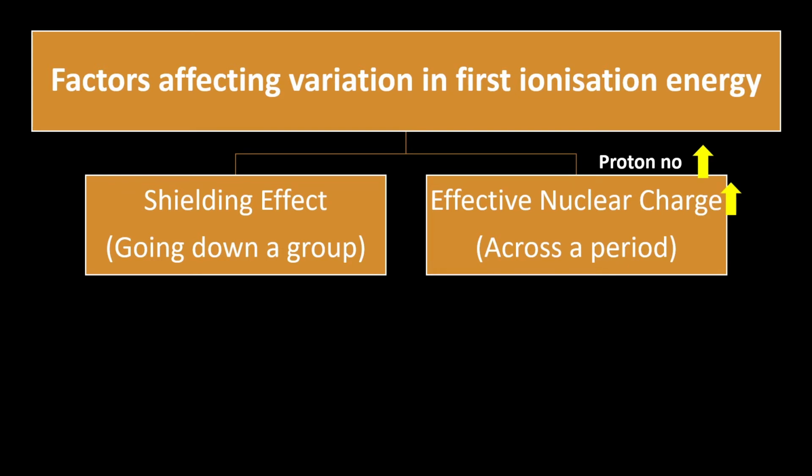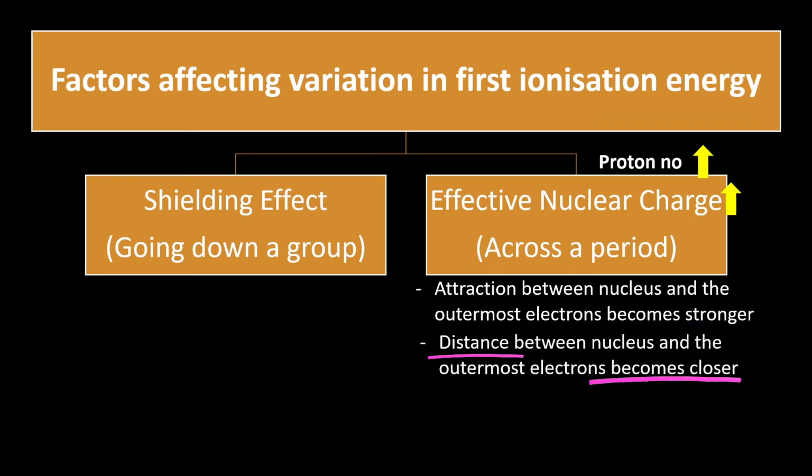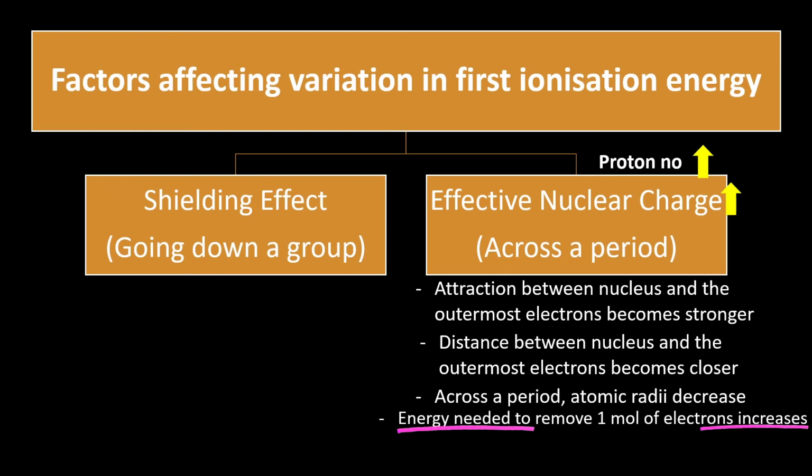And when the effective nuclear charge of elements increases, it means that the attractions between the nucleus and the outermost shell's electrons become stronger. As the attractions become stronger, the distance between the nucleus and the outermost shell's electrons will become closer. And this will cause the atomic radii across a period to decrease. When the atomic size becomes smaller, more energy will be needed to remove an electron from an atom. Hence, across a period, the first ionization energy of elements will increase.